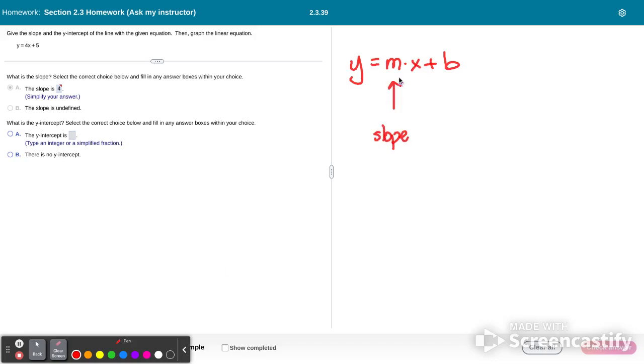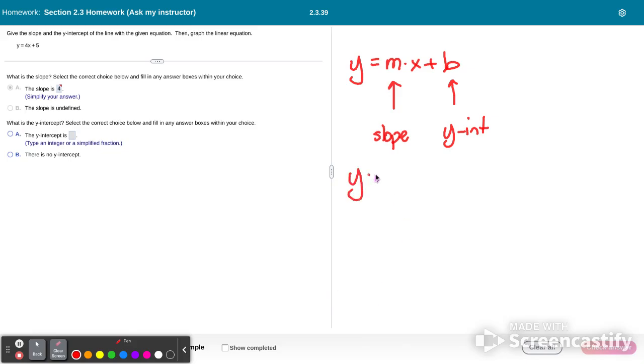So the value that's always in front of the x is known as your slope of the line. And then the value off by itself, which we call b, is known as the y-intercept. So where I cross the y-axis. When x is equal to 0, what do I get? It's also known as your starting value and all these other things. So we look at that.